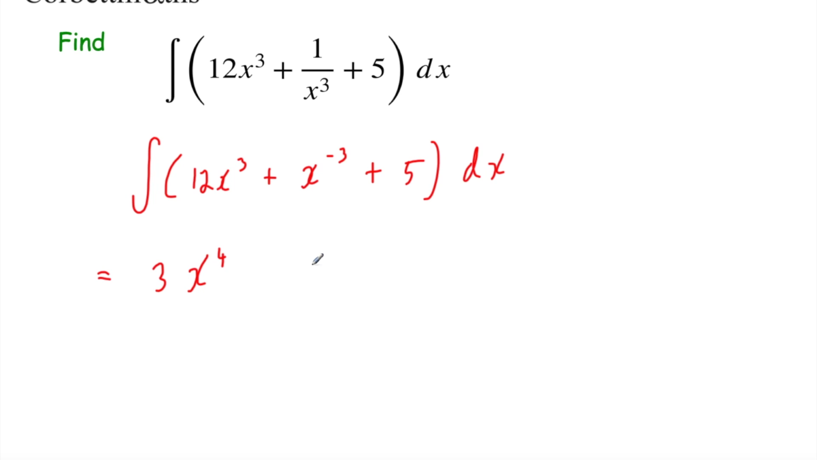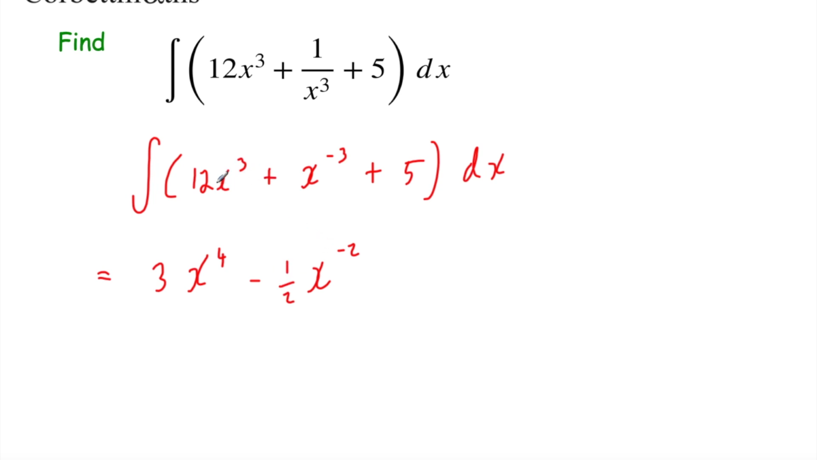Now the next term, we're going to increase the power of x by 1. It was negative 3. It's now going to be negative 2. And then we're going to divide by the new power. We've got a 1 here. We're dividing it by negative 2. And 1 divided by negative 2 will be negative a half. So we're going to write negative a half.